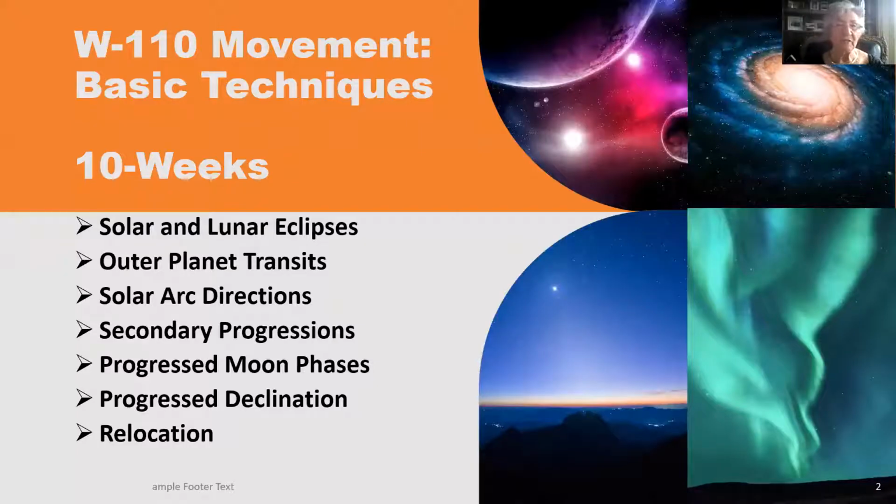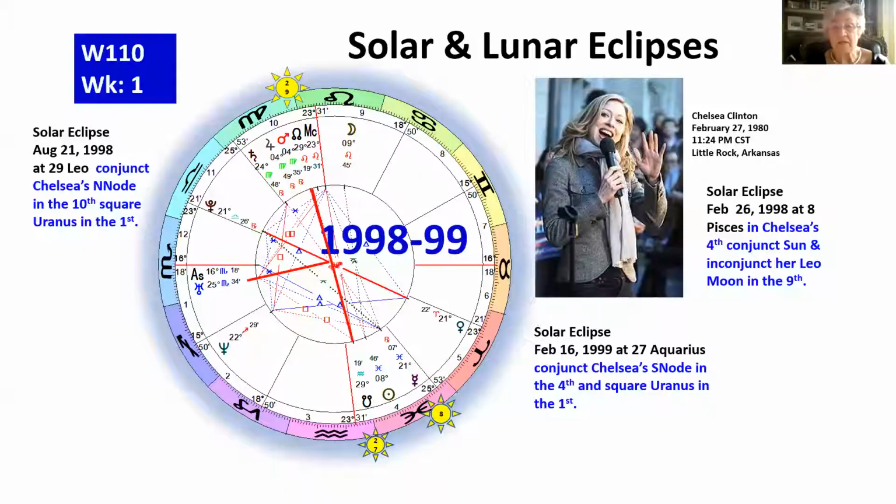So in the Movement 110 class, we cover the basics, and there are other elective classes that give you even more techniques. But certainly the eclipses, the transits, particularly the outers, solar arc directions, secondary progressions, and moon declination and relocation.